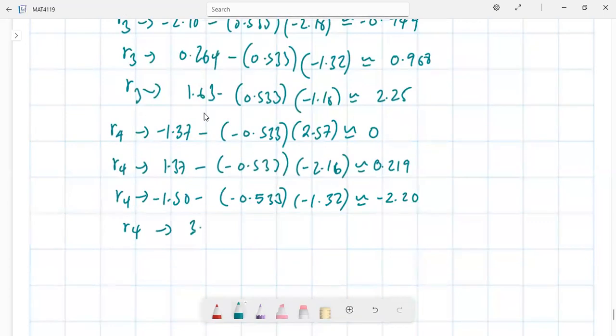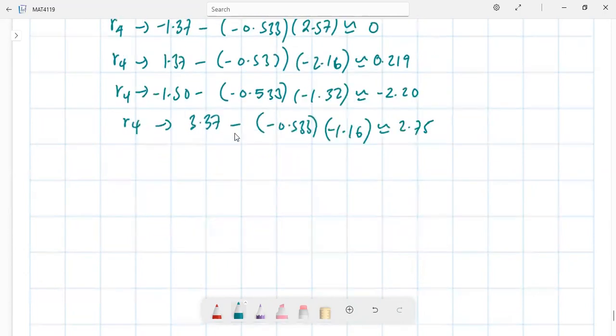3.37 minus negative 0.533 times what? Negative 1.16. Okay, and this gives me approximately equal to 2.75. Now from this again, we have our new matrix.